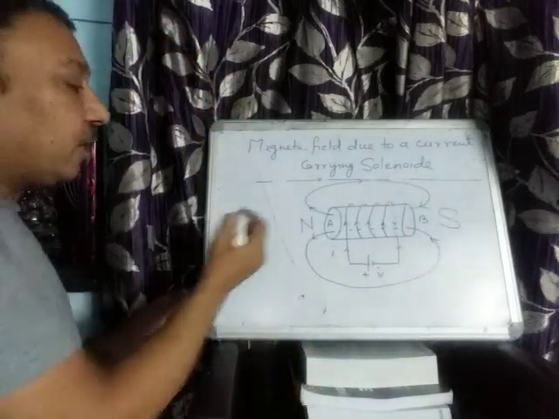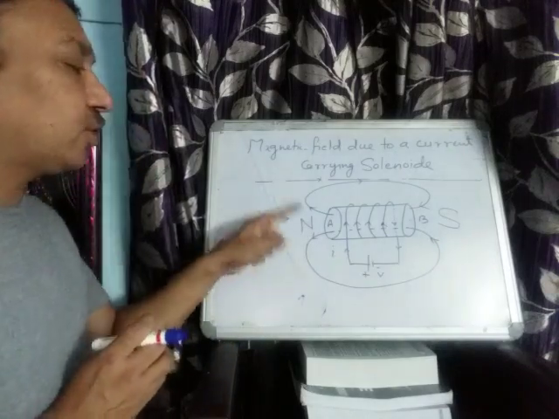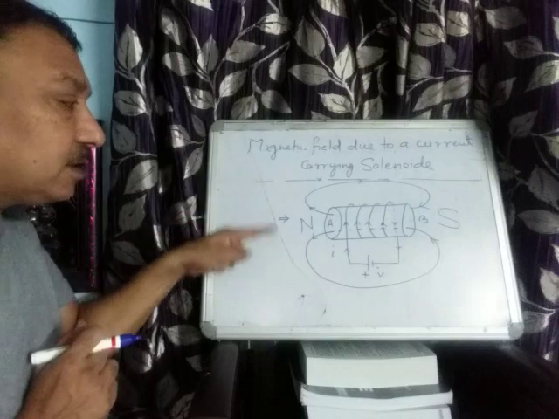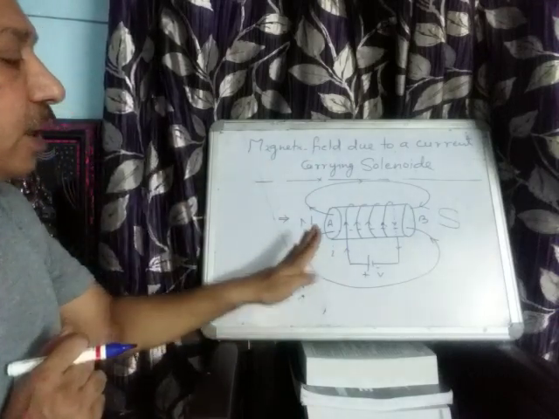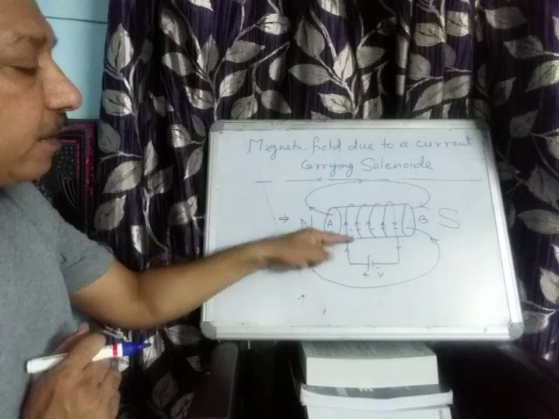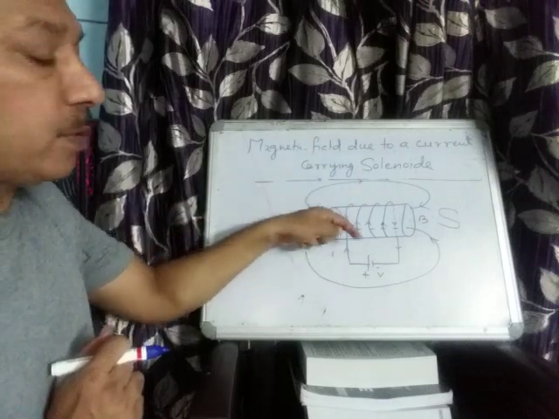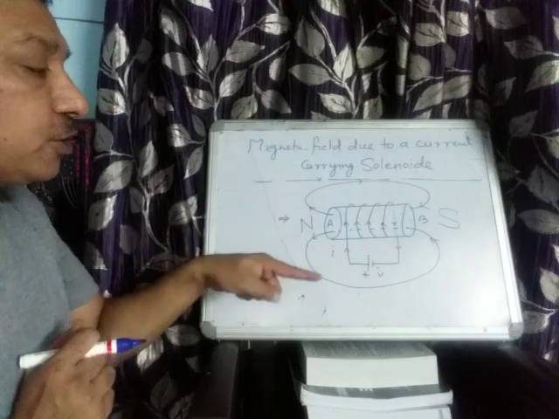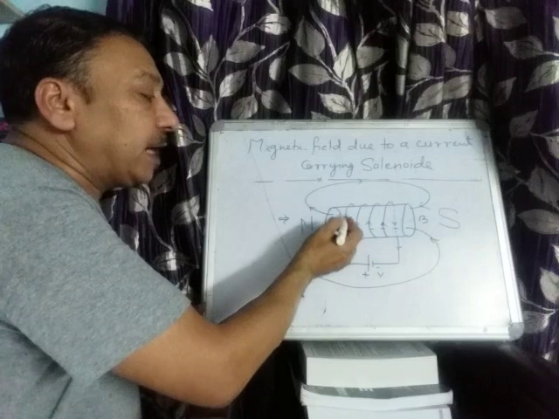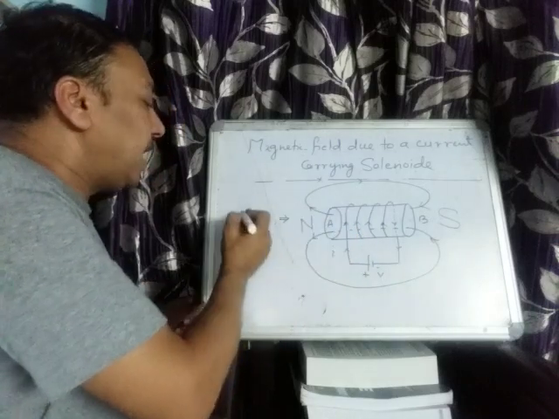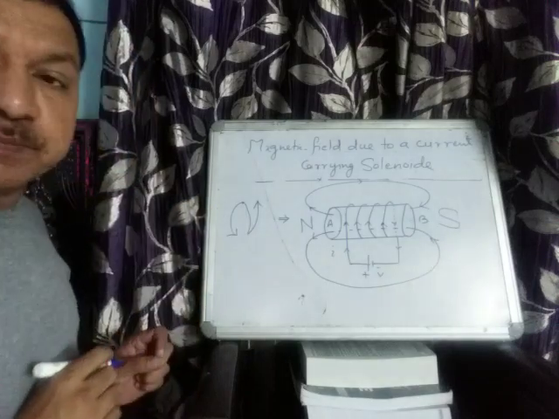Second thing, from this end, if you are watching the direction of the current, then the current is moving anti-clockwise. Just see, current is going up in the front and coming down from the back. So the direction of current is anti-clockwise. If you are watching it from end A, the direction of current will be anti-clockwise, and if the direction of current is anti-clockwise, it seems north pole.